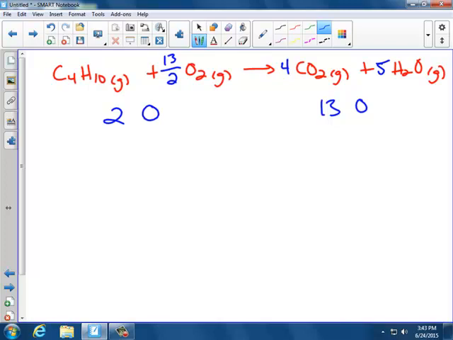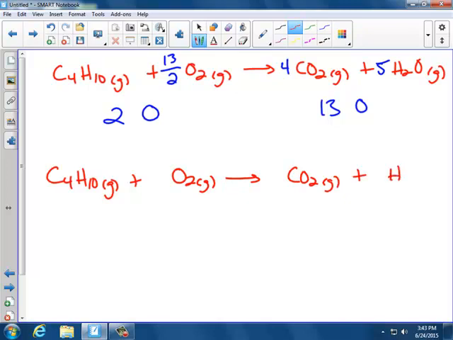Well, I'm going to rewrite this, and we simply have to multiply everything through by 2 to get rid of that fraction. So now I'm going to go through and multiply all those coefficients that are up there by 2. So that means we have 2 times 1 is 2. 13 halves times 2 is 13. 4 times 2 is 8. 5 times 2 is 10.